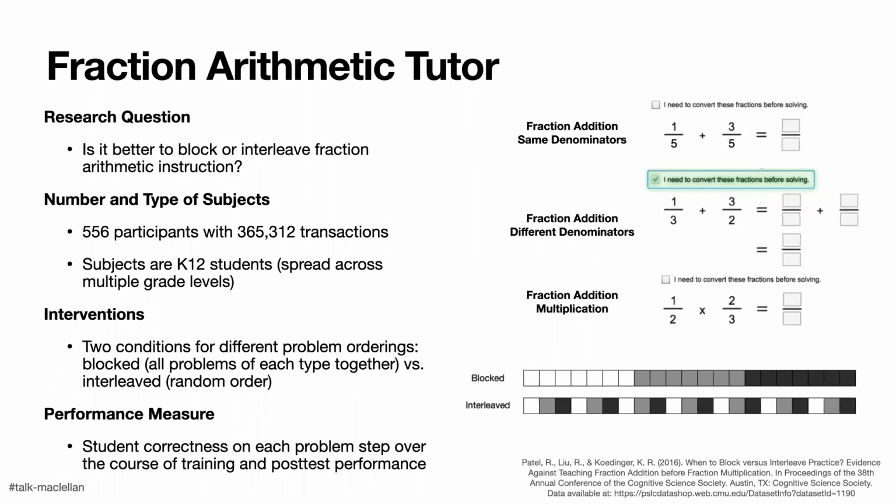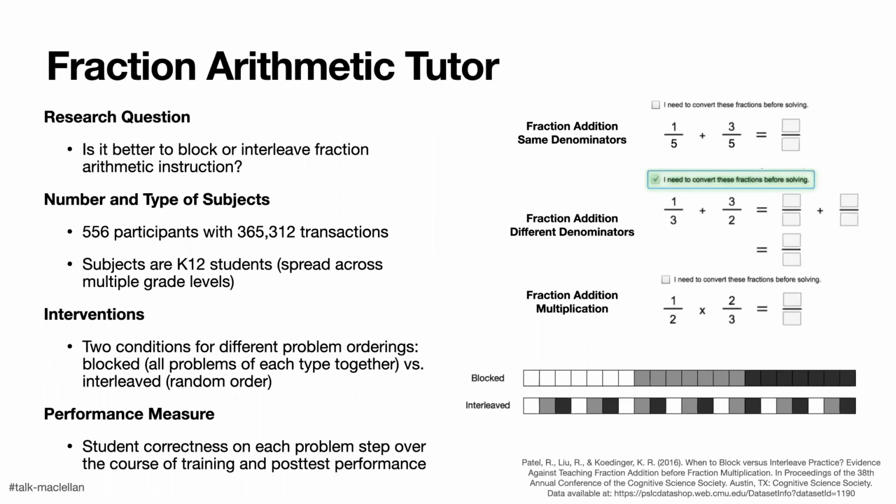And Ronnie ran a study with this tutor where students were randomized to either receive all the problems of the same type in successive blocks, so all the fraction addition same, then all the fraction addition different, then all the fraction multiplication, or they were put into an interleaved condition where they received all the problems in a random order. And at the end of this experiment, he measured students' correctness on each step as they were solving the problems within the tutor, as well as their performance on a post-test that they took after they finished using the tutor.